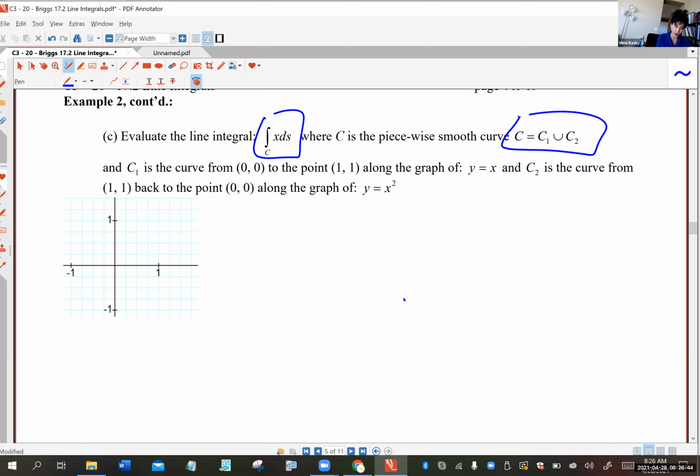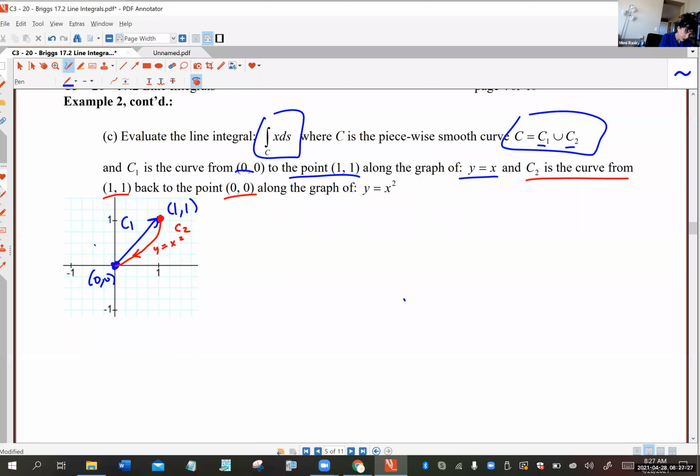So notice they're telling you the curve C is the union of C1 and C2. Okay, C1 is the curve starting at the point (0, 0), and it goes to the point (1, 1). Careful, not along a straight line necessarily, but in this case it is. So C1 is going to go straight shot. But then, and this is going to be the hard one to parameterize, C2 is the curve starting at (1, 1) and going back to (0, 0) along y equals x squared. So there's your C2.